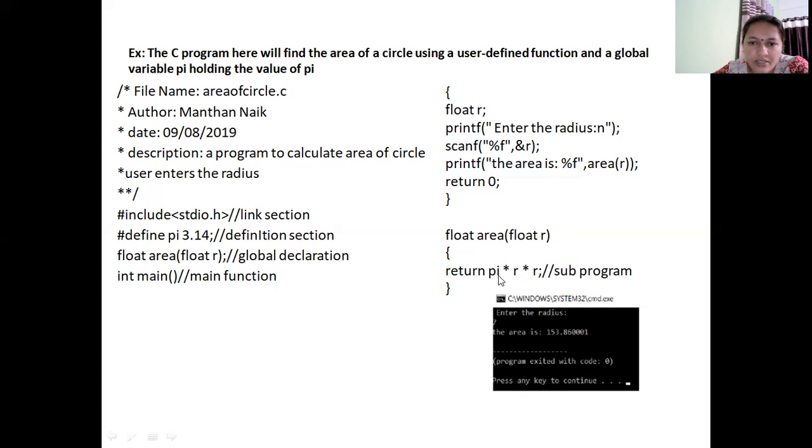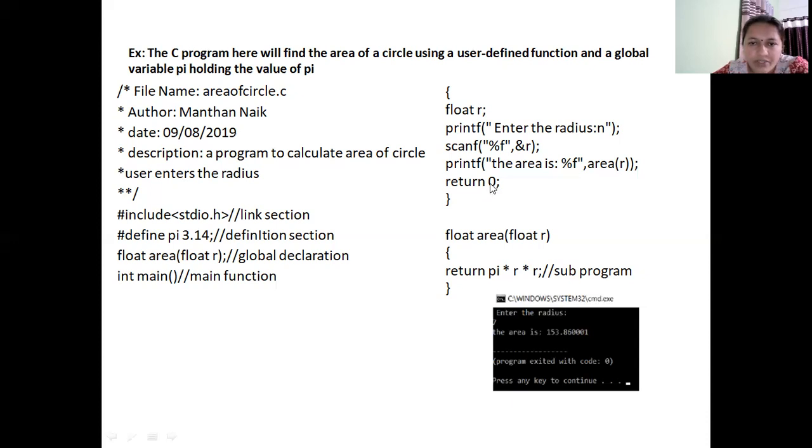Area of a circle is given by pi r square. So I have written the mathematical statement pi into r into r. This value will be computed and this return statement will return back this value to this particular part of the main function. So once the control returns to the main function, this printf executes and it prints the answer as the area is, and this %f will be replaced with the return value of area(r), that is 153.86 for a radius which was inputted as 7.